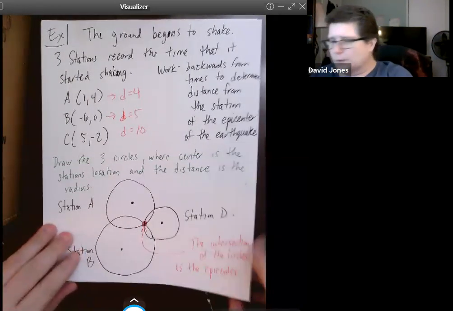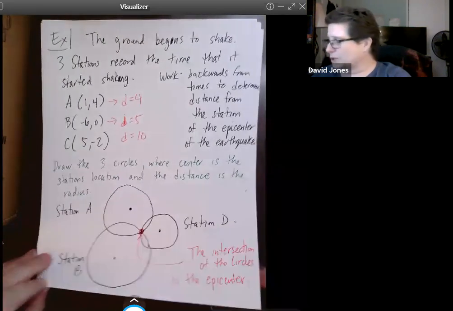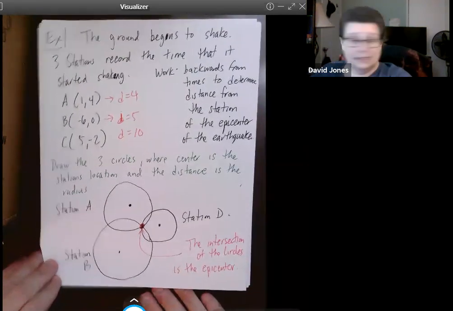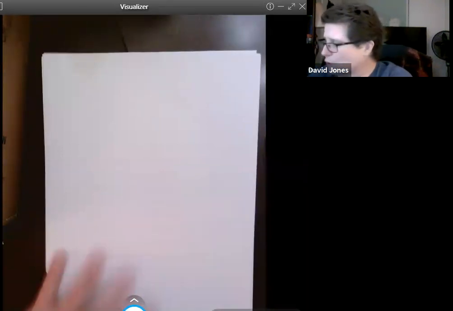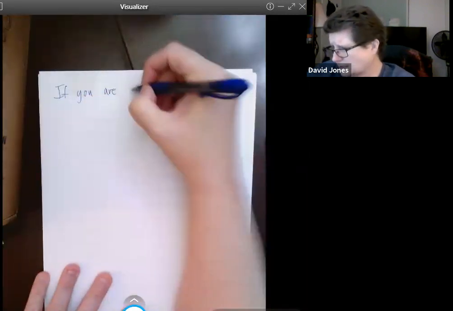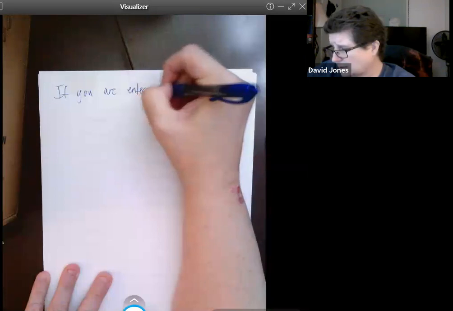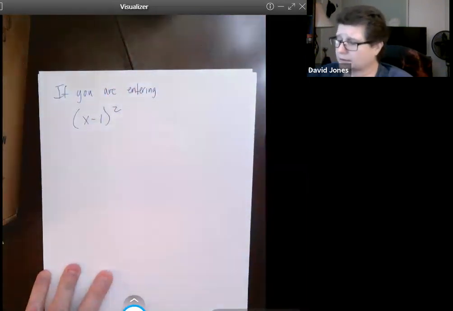Something that might help you while you're doing the homework, since you're going to be doing squares a lot. Let me show you a shortcut that works on most programs and most keyboards. Let's say you are entering (x minus 1) squared.